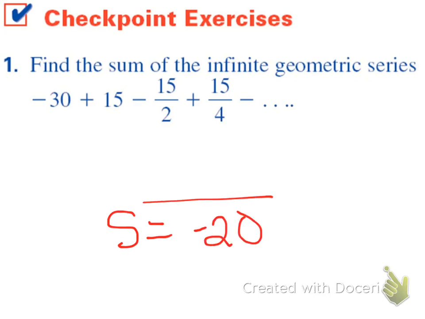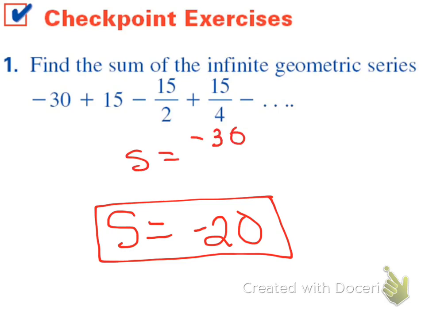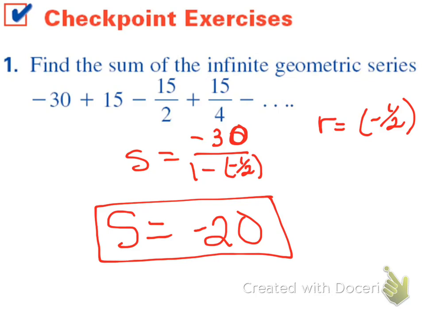If you had problems with that, go back to what the rule is. Remember, the rule is take the first term, which in this case was a negative 30. You should have found your rate. The rate here would have been a negative 1/2. So you want 1 minus that negative 1/2. Simplify it, you should have found a negative 20 to be the sum.